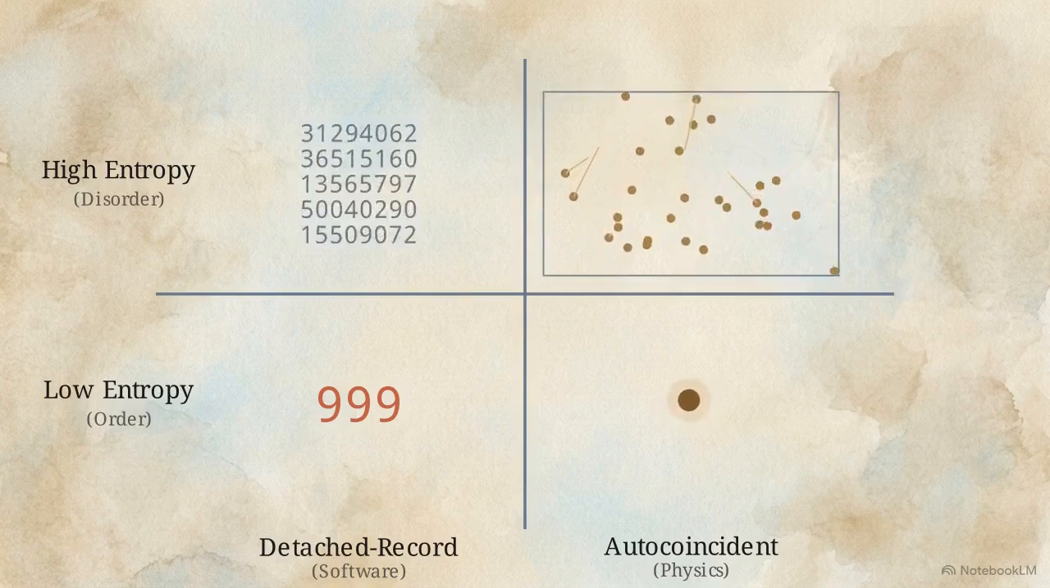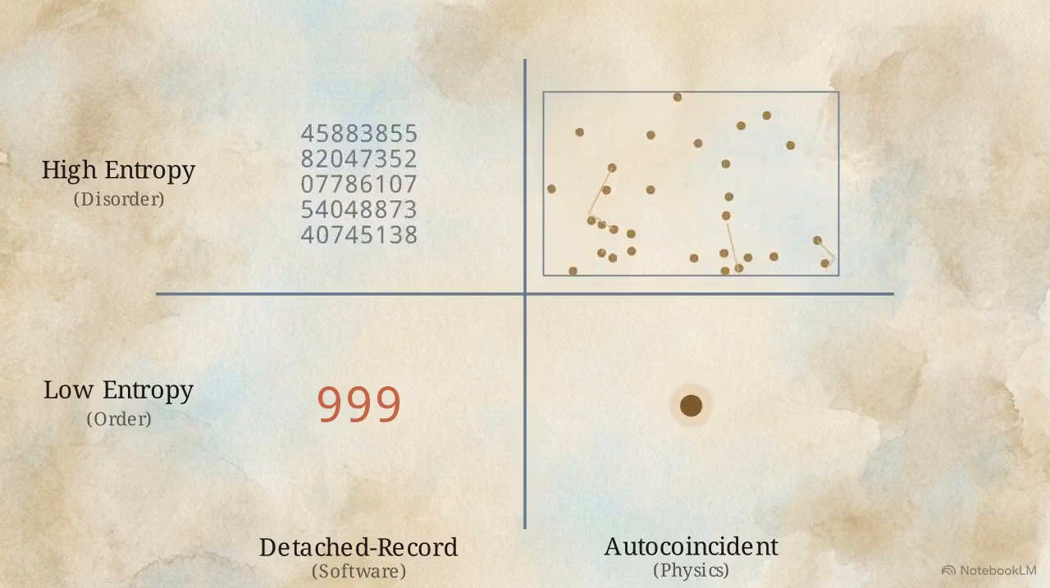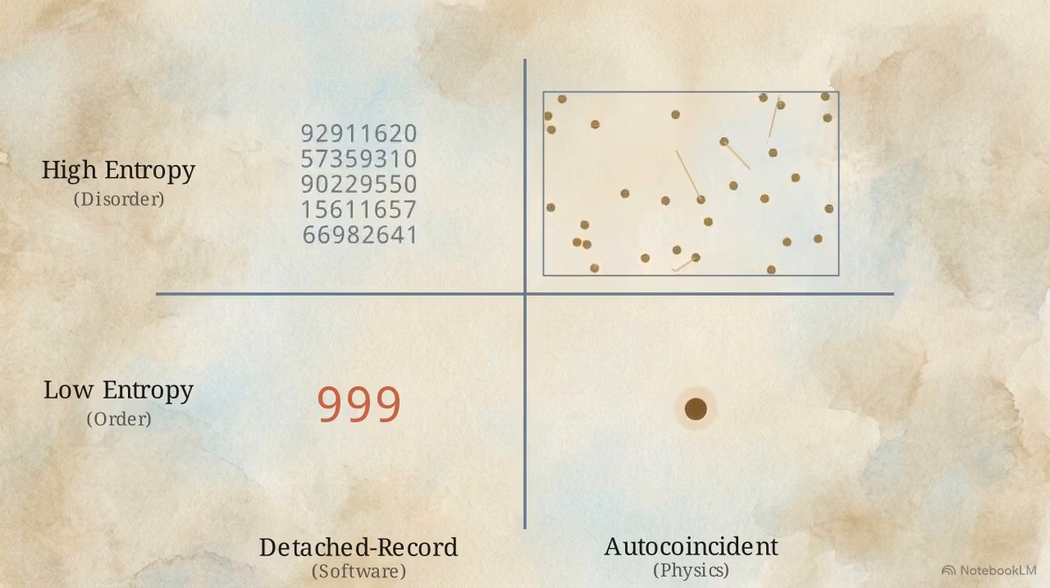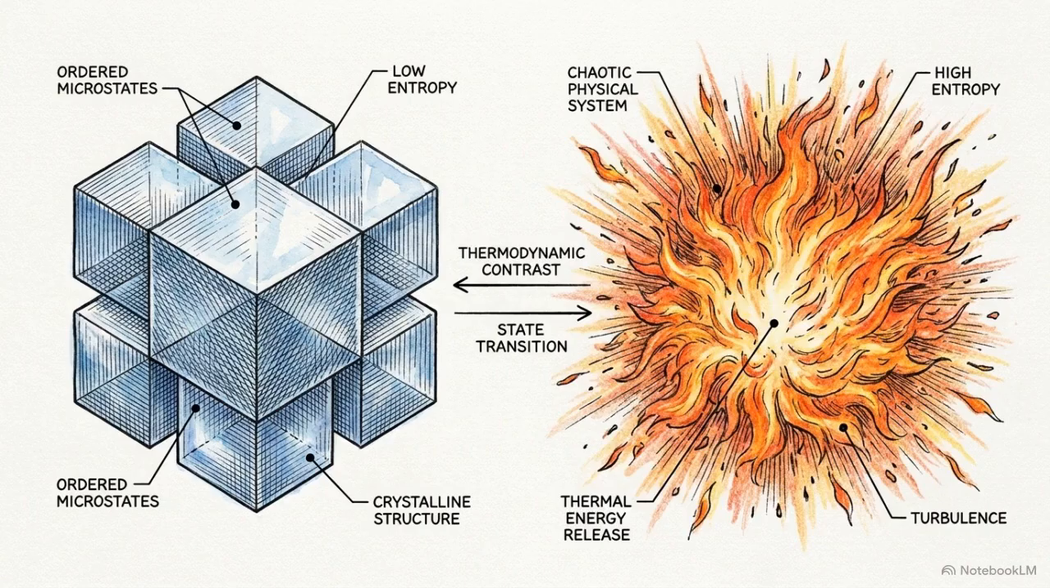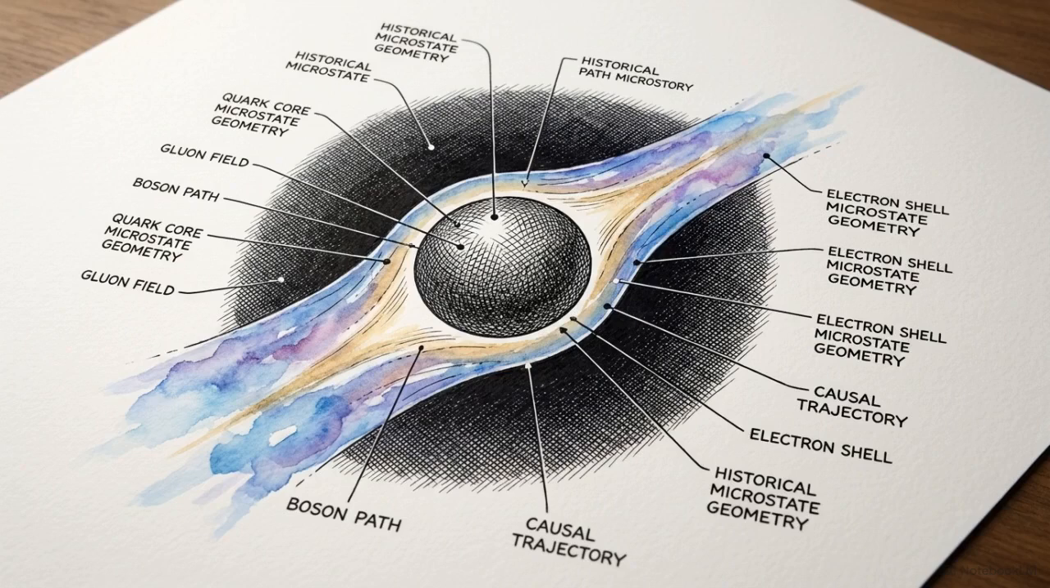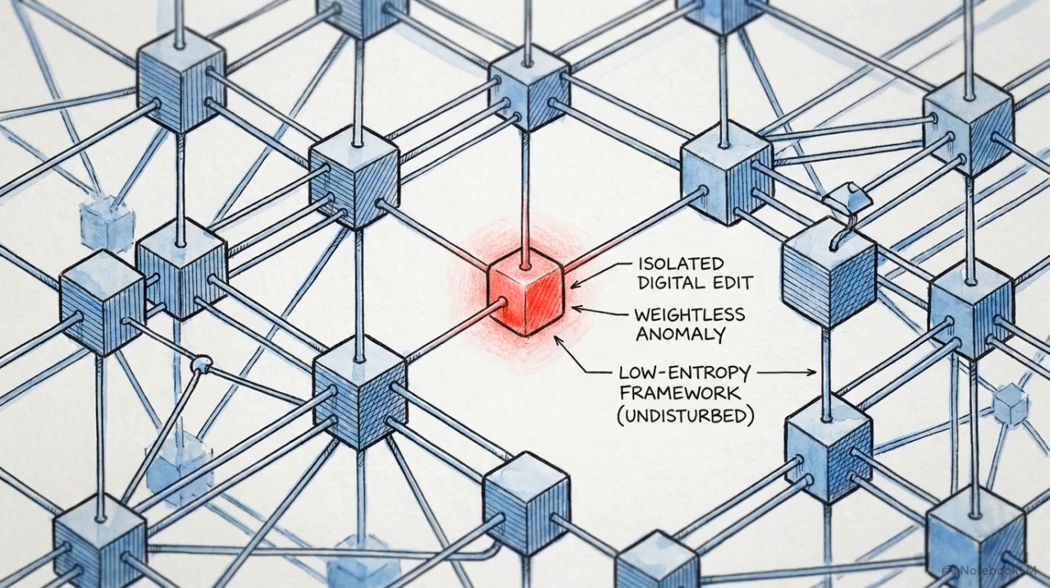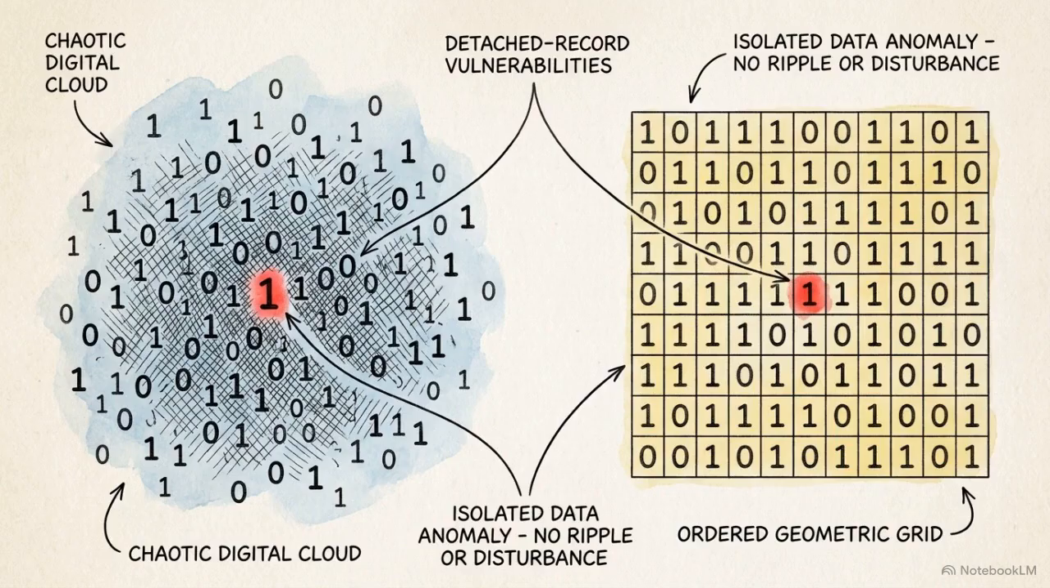Finally, a turbulent box of gas sits in the high-entropy autocoincident quadrant. Notice the distinction. Regardless of whether the physical system is ordered, like the cold atom, or chaotic, like the hot gas, both contain their exact causal history within their microstates. Optimizing entropy within a software layer is futile for security. No matter how low you force the entropy, the system remains a detached record, vulnerable to traceless edits.